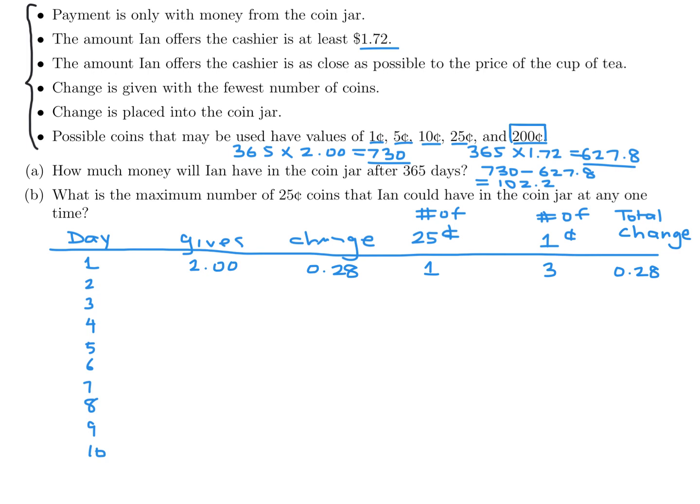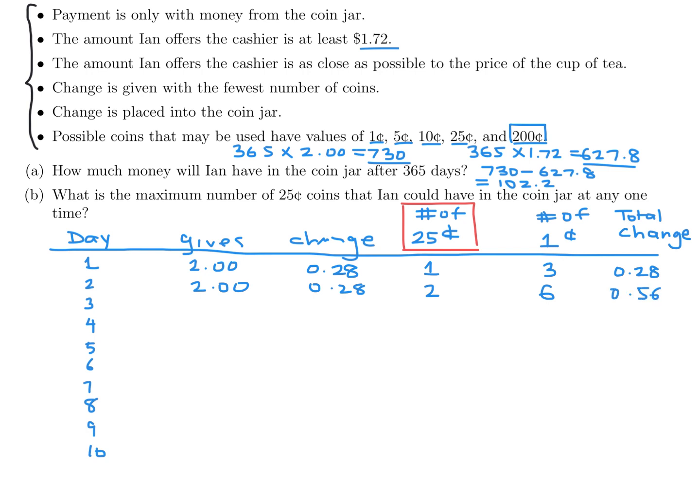And what we're really doing is just concentrating on what does this column get to? What's the maximum it can get to? So here we go. Next day, same story. He gives $2. He gets 28 cents change in the form of another quarter. So now his quarter total is up to 2 because he gets another quarter. And he gets another 3 pennies. So his penny total is up to 6. And his total change is now 0.28 times 2, which is 0.56.